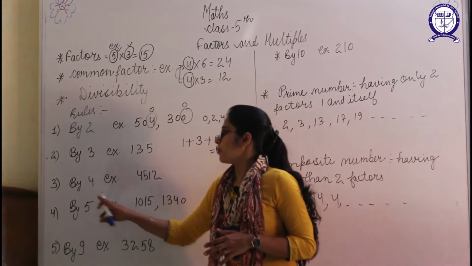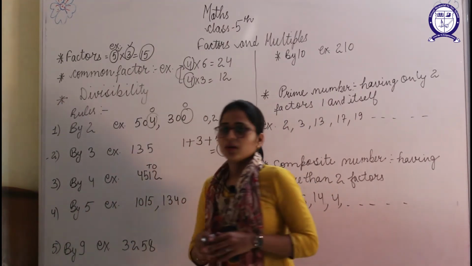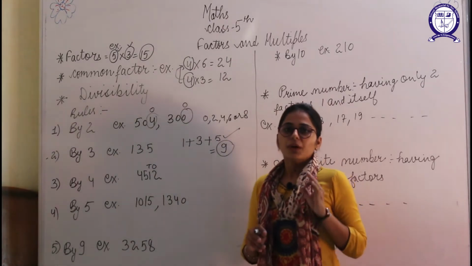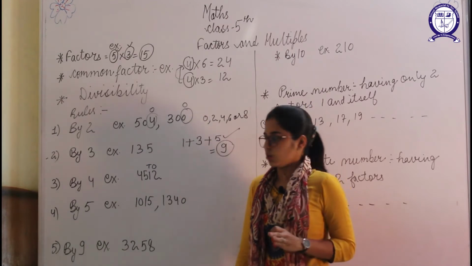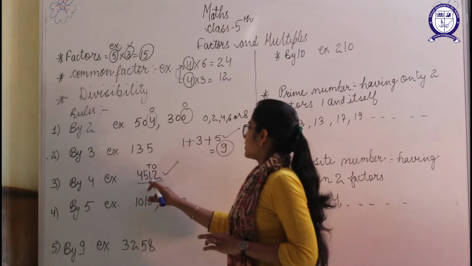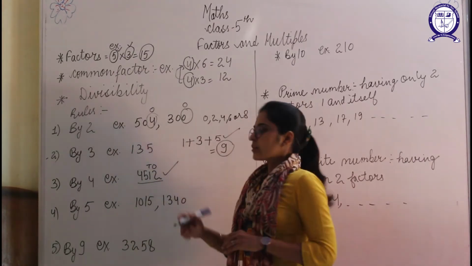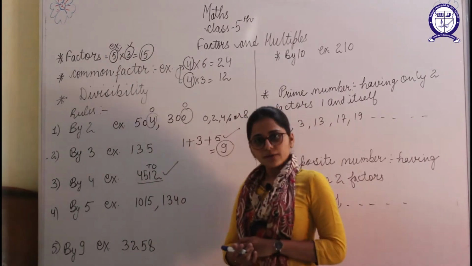Now by 4, when we look at the ones and tens digits, the number formed by these two digits must be divisible by 4 completely, meaning leaving the remainder as 0. Then the number will be divisible by 4. So here the digits are 12. So 12 is divisible by 4. Yes, this number will be divisible by 4.